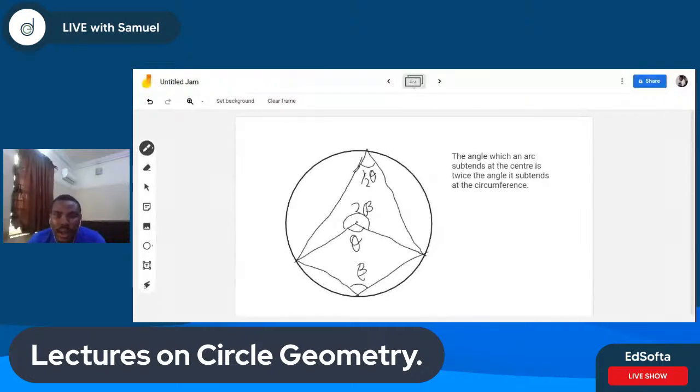So as you can see, the angle which an arc subtends at the center of the circle is twice the angle it subtends at the circumference. Look at this: this is the angle it subtends at the center, twice the angle it subtends at the circumference. This is one arc, and this is another arc. All right, so let's move to the next theorem.